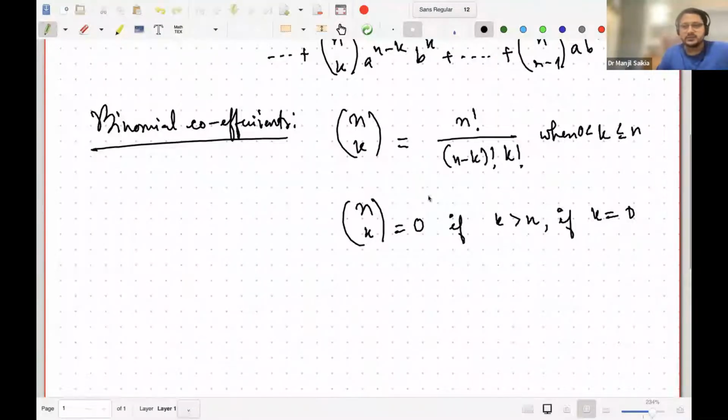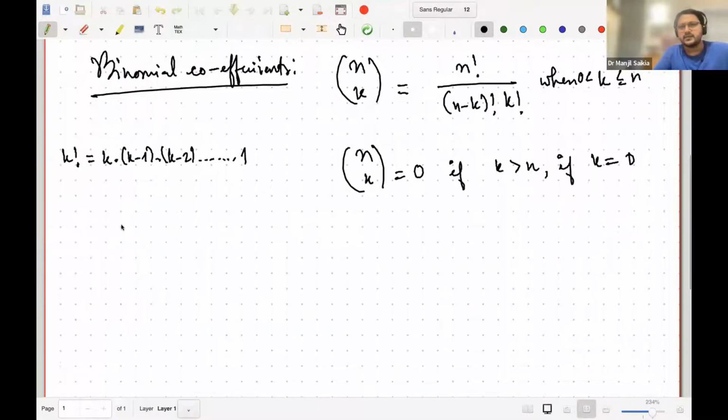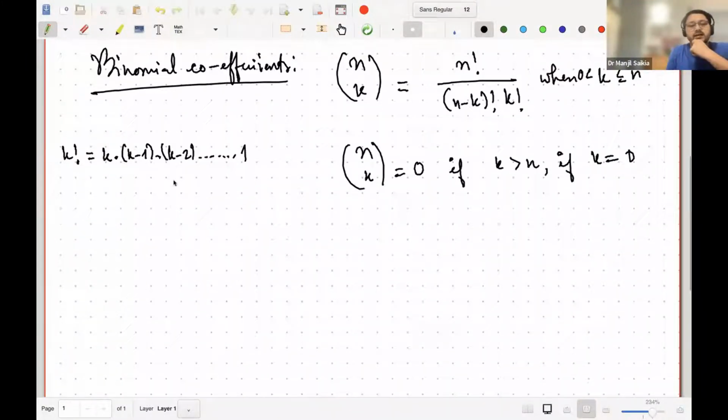So this is the definition that I'm taking, and I'm sure that you know what a factorial is, but again, let me just write it down. k factorial is nothing but k times k minus 1 times k minus 2 and so on up to 1. That means k factorial is just the product of the first k natural numbers. So this is the definition of a binomial coefficient. I'm going to always say n choose k. This is the standard notation or terminology, and it is always written as n choose k within these brackets.